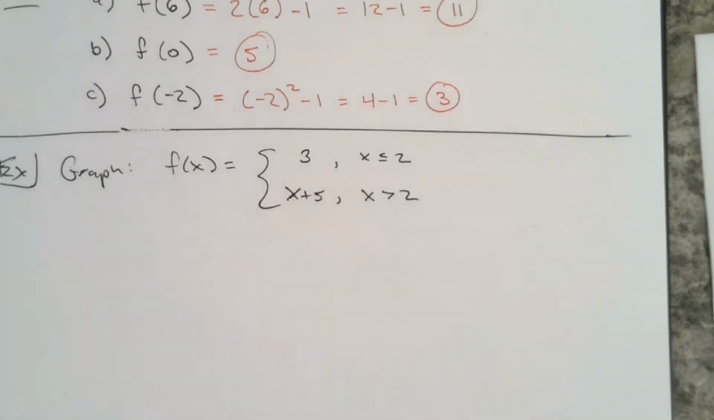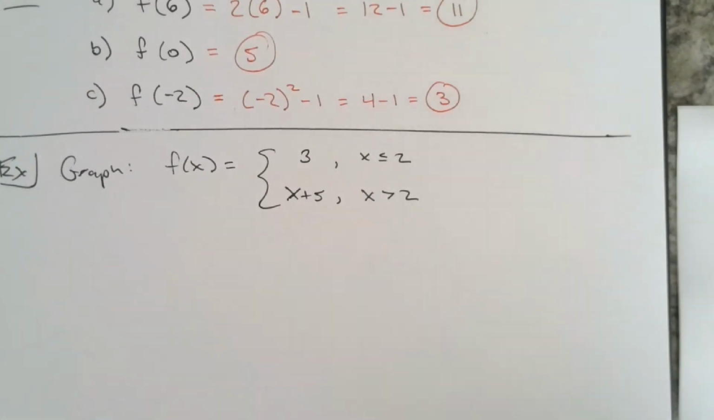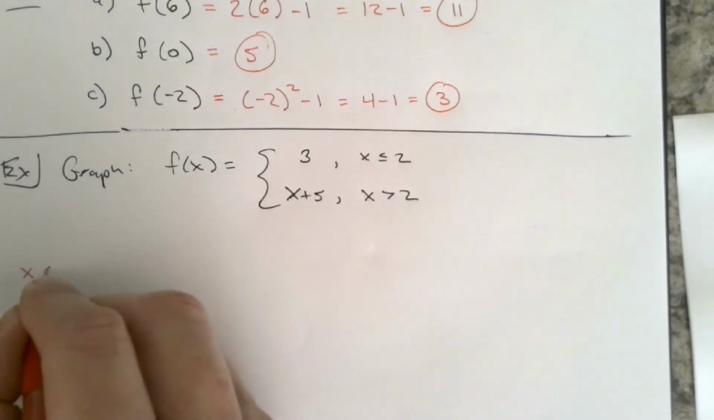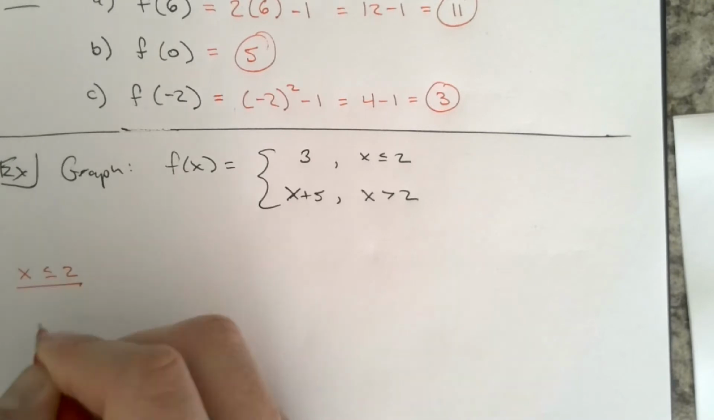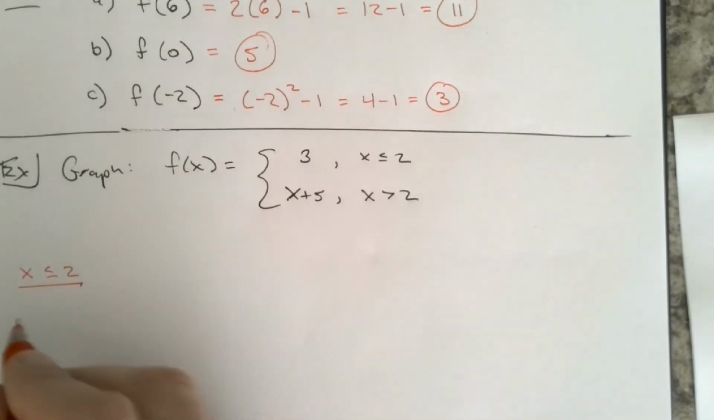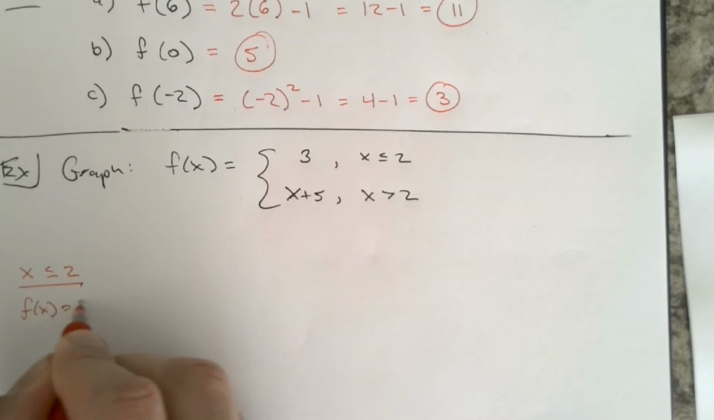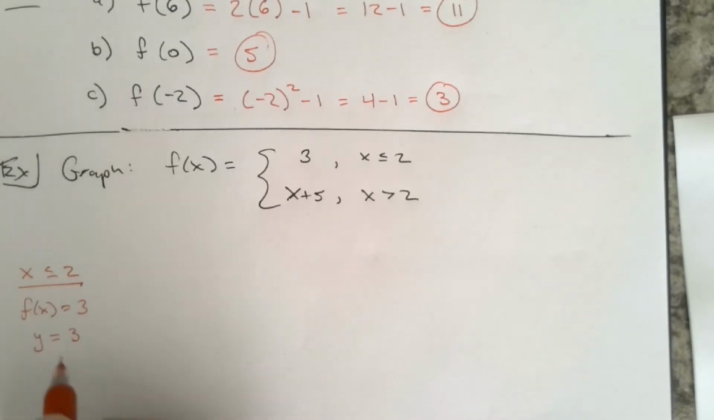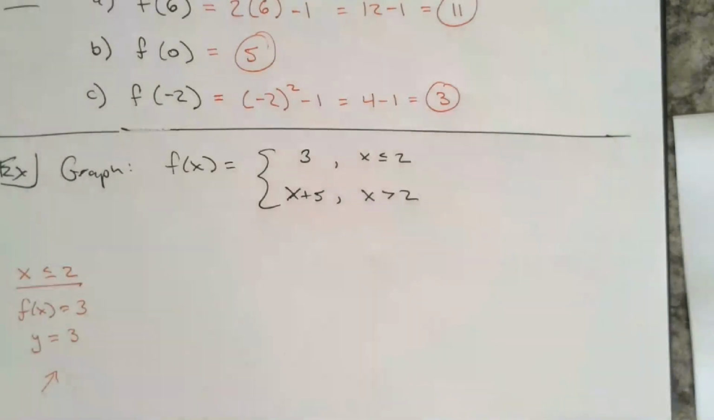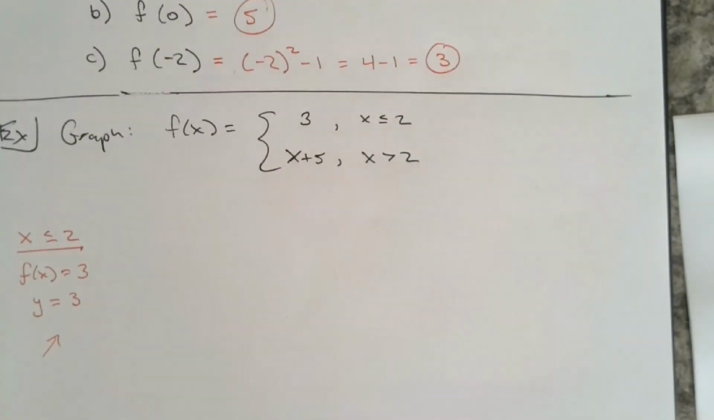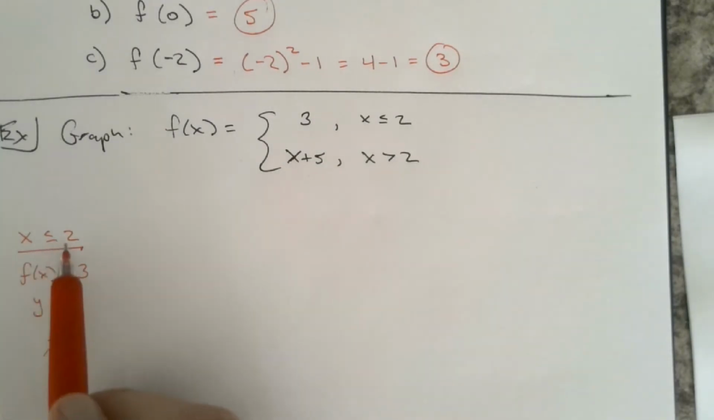And really, you want to graph each piece based on what the function would look like, just restricted to that domain. So for the first part, for x less than or equal to 2, the function I would be using is f of x equals 3, which, if you remember, you can call y. So it's really the graph y equals 3. Well, what does that look like? y equals 3 is a horizontal line through 3 on the y-axis. But you only use that for x less than or equal to 2.